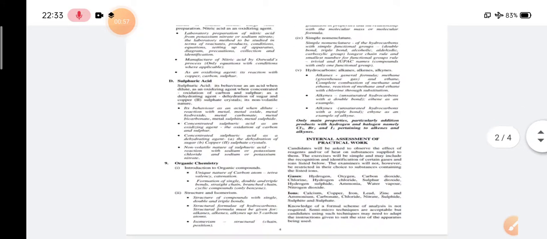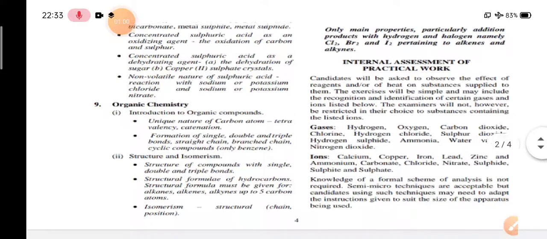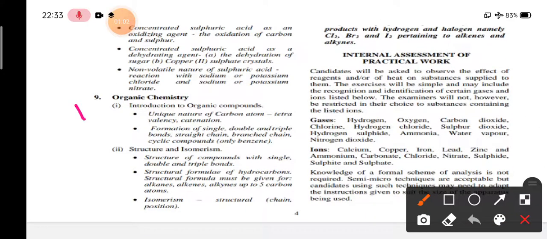Here from this slide, although it is quite hazy, you can see that chapter 9 consists of organic chemistry. This chapter has been further reduced, and we can say the reduction is quite huge. Although there are 5 sub points, the first is the introduction to organic chemistry, the unique nature of carbon atoms, tetravalency as well as catenation power, and the formation of single, double and triple bond compounds.